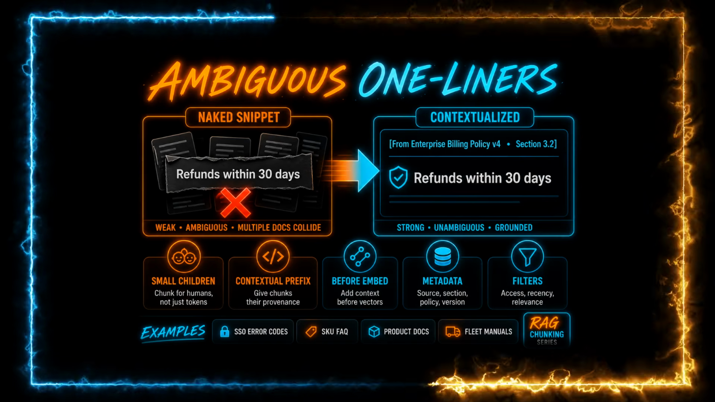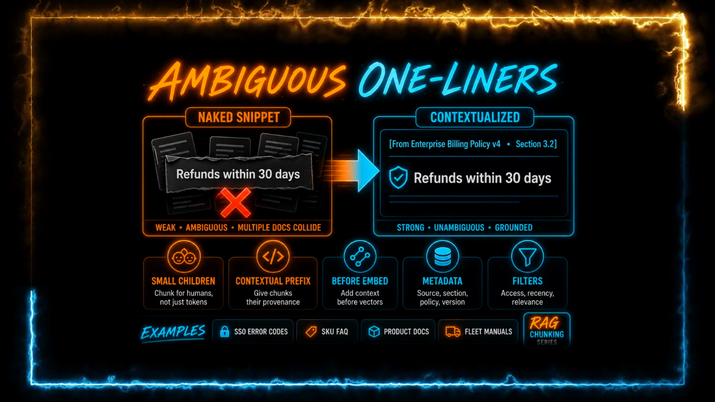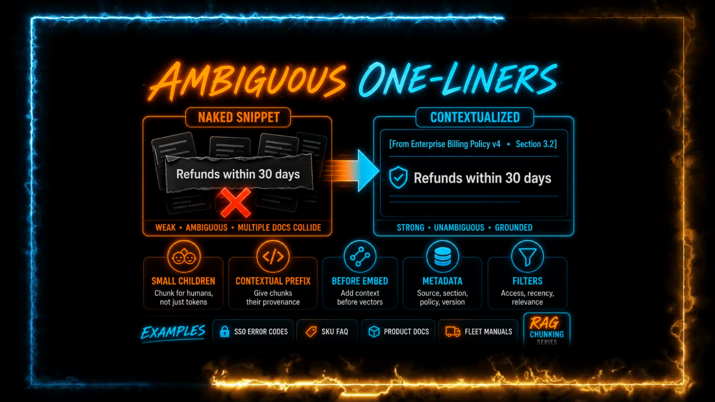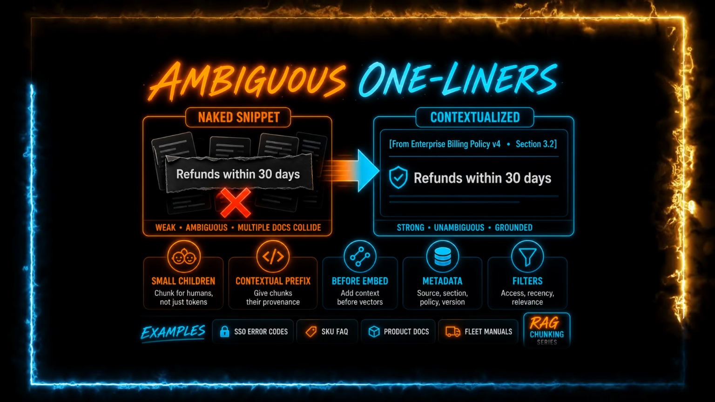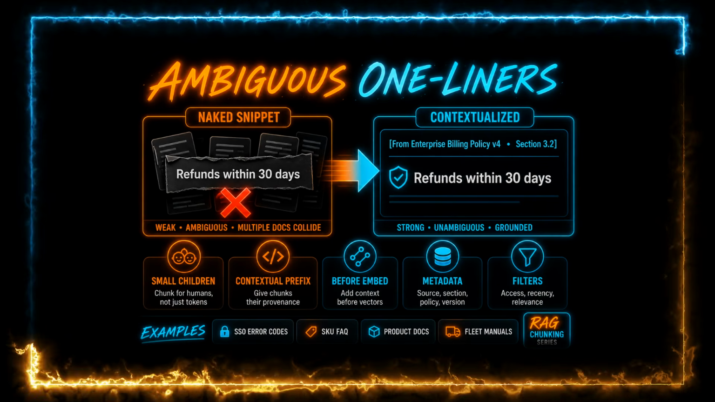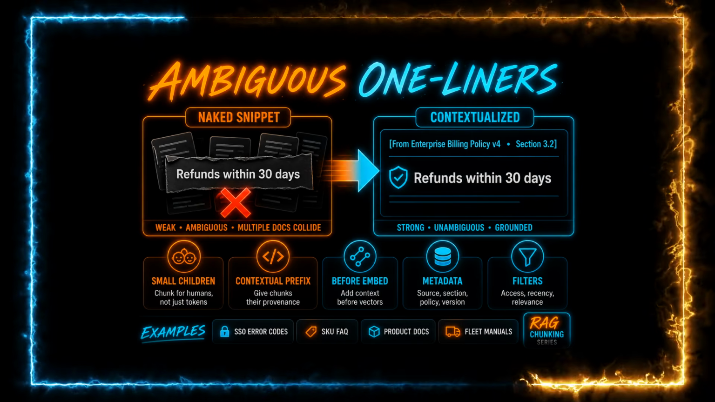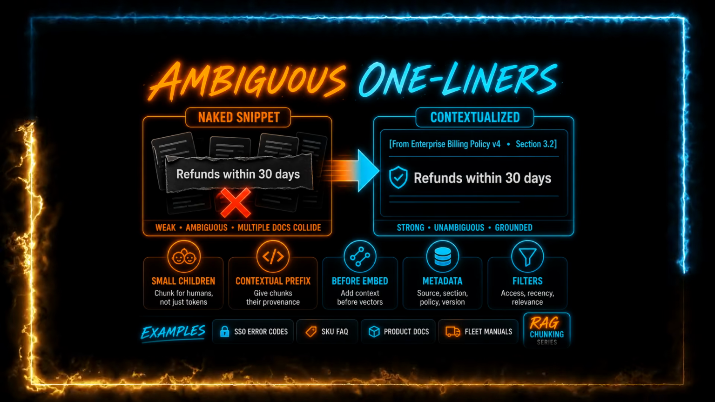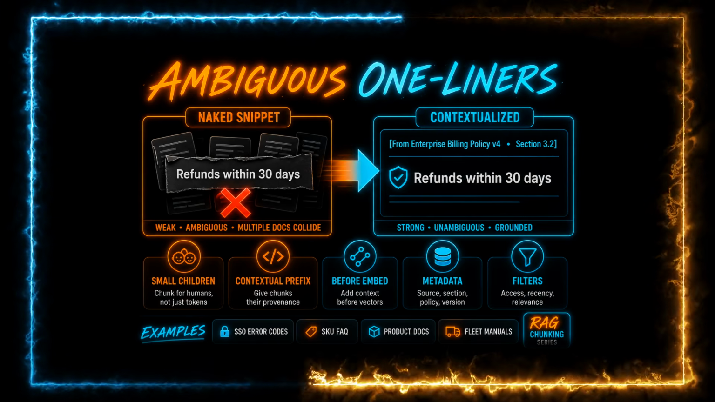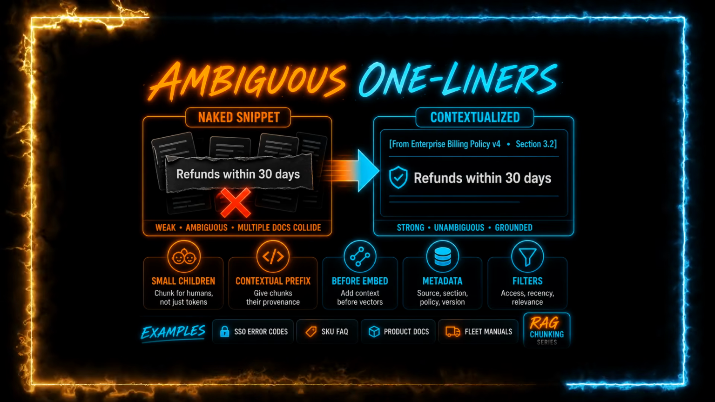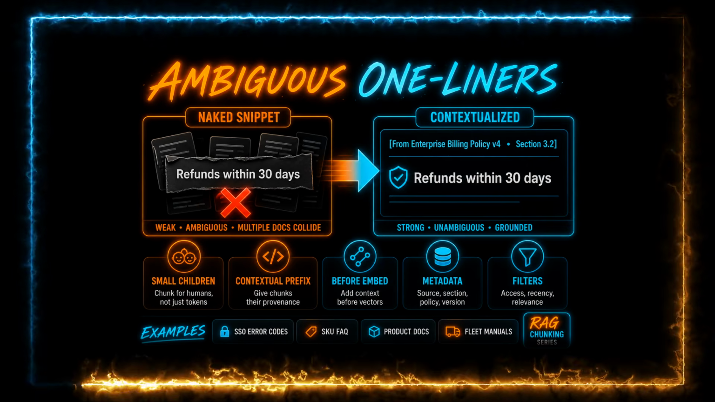Use it when short, repetitive lines collide because the words are the same, but the world around them isn't. Classic cases: refunds are available within 30 days in a consumer FAQ versus an enterprise billing policy. Without a contextual prefix, a search for enterprise refund window can land on the wrong doc. Same for reset password via SSO across product A and product B help. Error code E-401, meaning different things per service. SKU one-liners shared across catalogs. And FAQ fleets where every product repeats contact support within 24 hours.